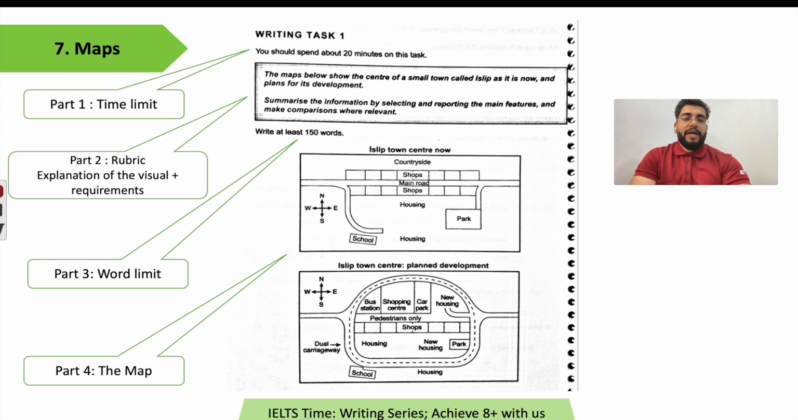As you can see here, we have Islip Town Center now and Islip Town Center planned development. So we have the present and the future. You need to report the changes that are planned to be made to this town.